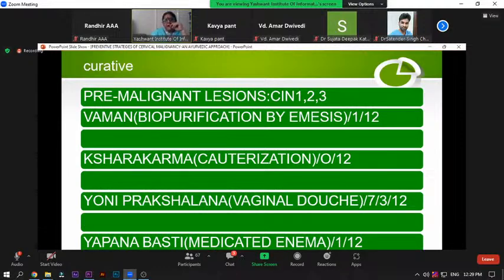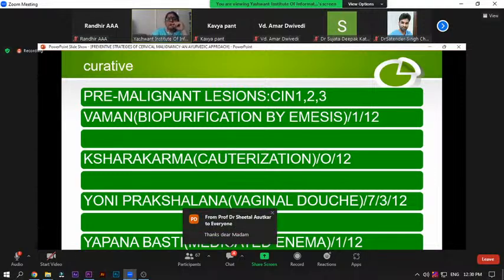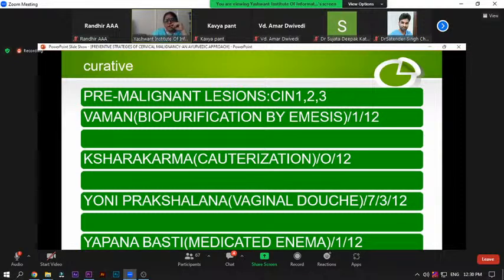So coming to the pre-malignant lesion treatment, what curative approach can we give? At least once yearly, if you diagnose CIN 1, 2, 3 in a younger age group, ask the patient to go for Vaman, that is biopurification, by MSS, at least once yearly, and Kshara Karma, that is cauterization of the local tissue where you are seeing the dysplasia, one sitting yearly. If it develops again, we can repeat it after 1 year. Also Yoni Prakshalana, vaginal douches for 7 days, once in 3 months for 1 year, that is 4 times in a year, and Yapana Bastis, medicated enemas, particularly Madhutailika Basti, yearly once.